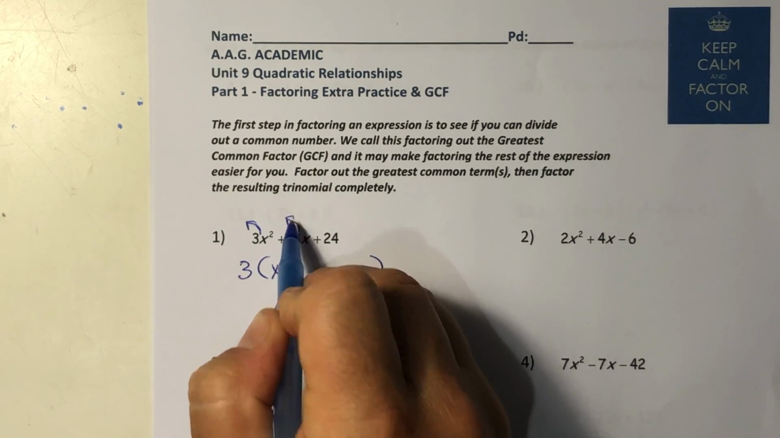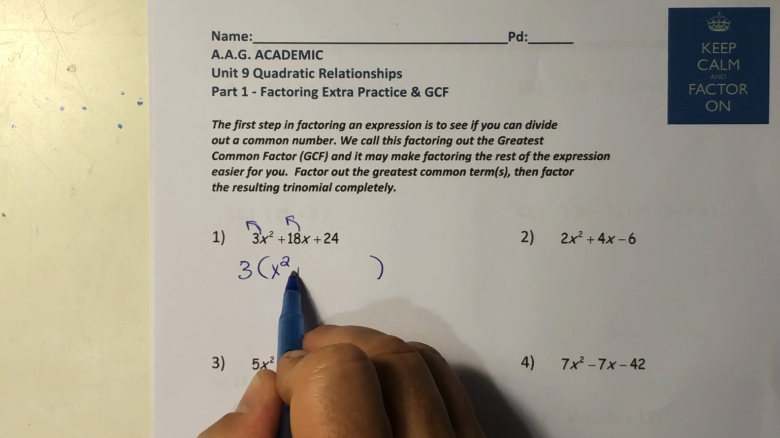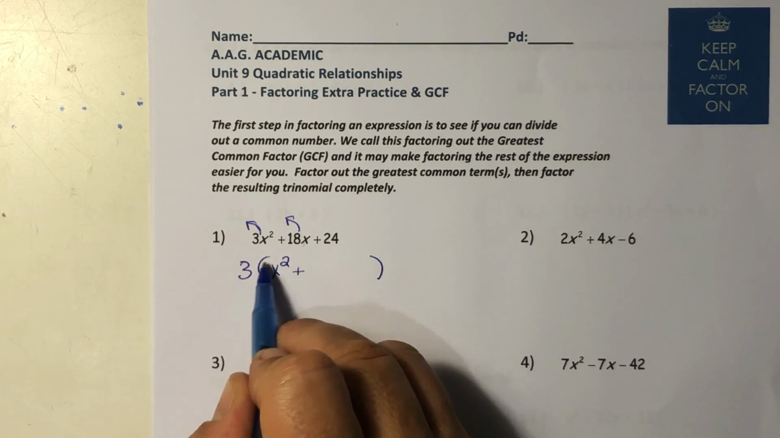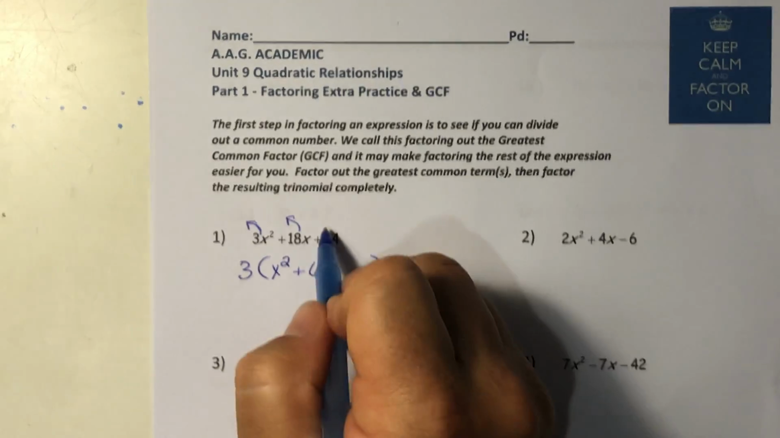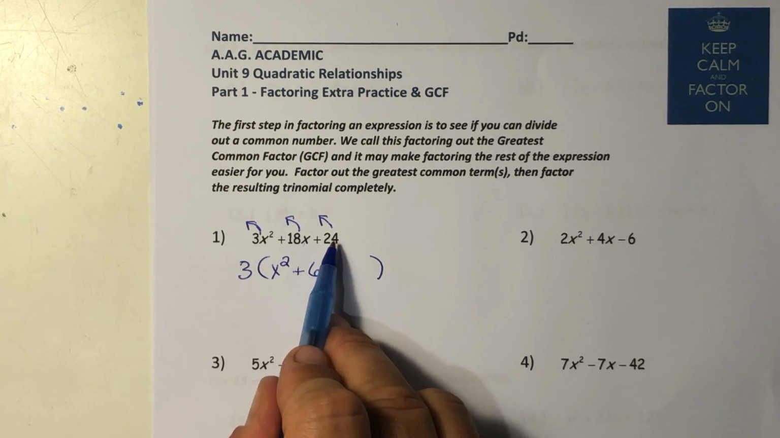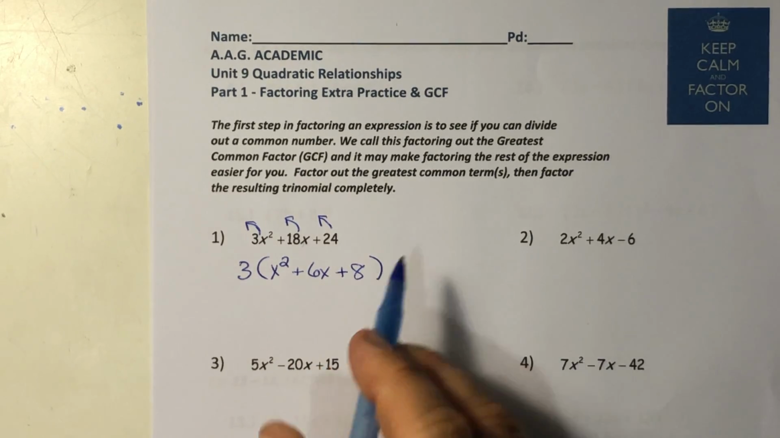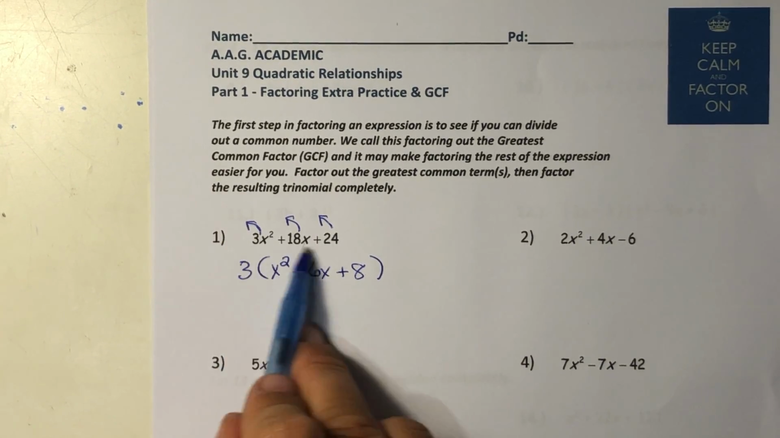Now I'm going to keep going. I want to divide 18x by 3. So 3 times what will give me 18x? Well, 18 divided by 3 will leave 6x. All right, and then finally, I want to also divide all 3 by 3. So what is 24 divided by 3? That is 8. All right, guys, so essentially what we just did was divided 3 out of each of the terms.